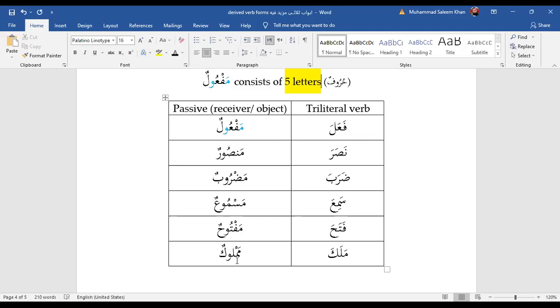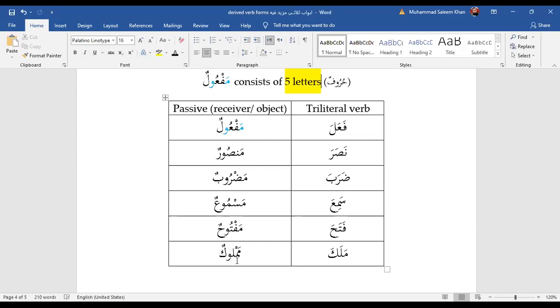Similarly, we have taraka, to leave something, matrukun. And in Urdu, we use these words a lot. For example, we say qatala, maqtulun, qatilan, maqtul. Similarly, sajada, masjudun. And we have many words. For example, khalaqa, makhluqun. So khaliq is the creator and makhluq is the creation. We are makhluq. Allah is khaliq, right?